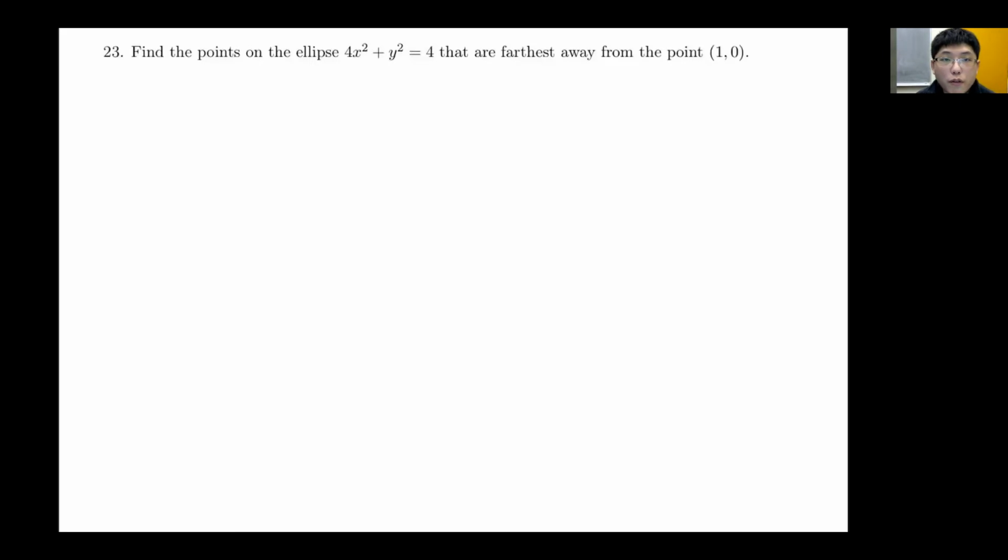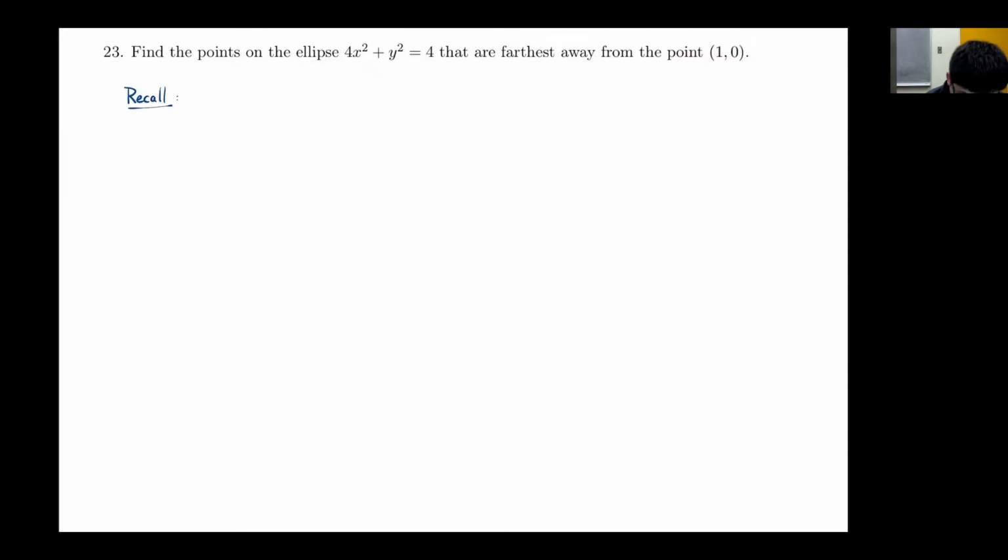Now let me continue with number 23. So we need to find the points on the ellipse 4x squared plus y squared equals 4 that are farthest away from the point (1, 0). Okay, so just recall a little bit about the knowledge of an ellipse.